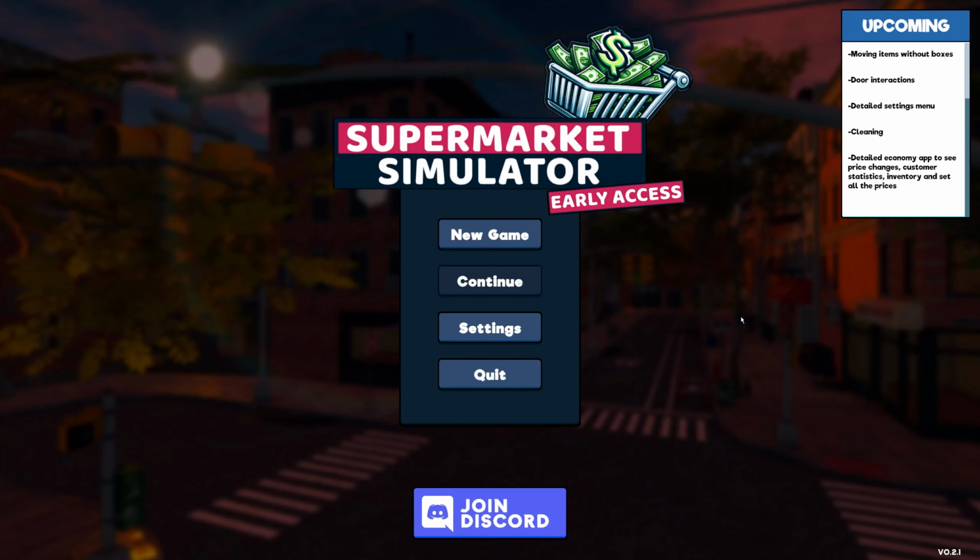This is the Supermarket Simulator. This is the full release. I bought the full game. It is still in early access, so there's probably going to be plenty of bugs, but I thought we would check it out and see how this one is. My goal is to play the game the way it's meant to be played, but maybe do some ridiculous things along the way, just kind of see how far we can push it. Let's go ahead and get into it.